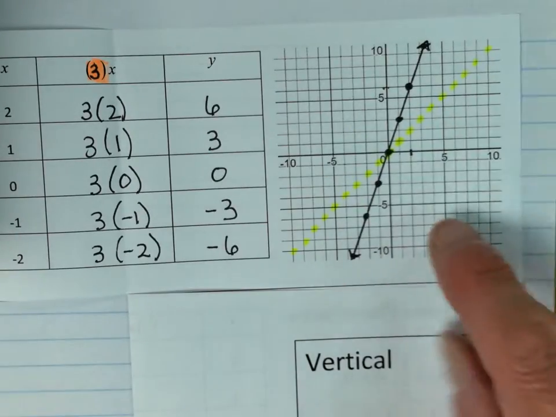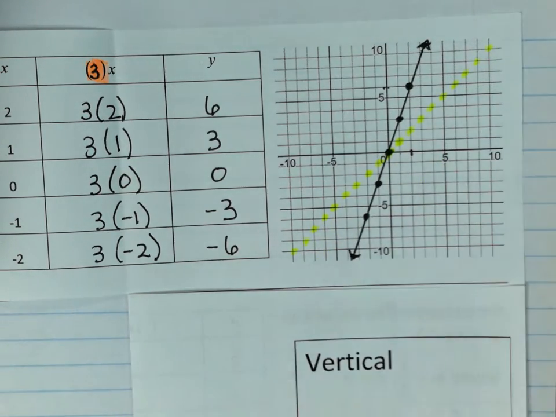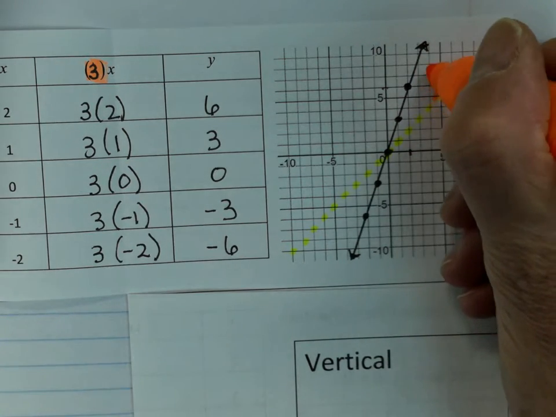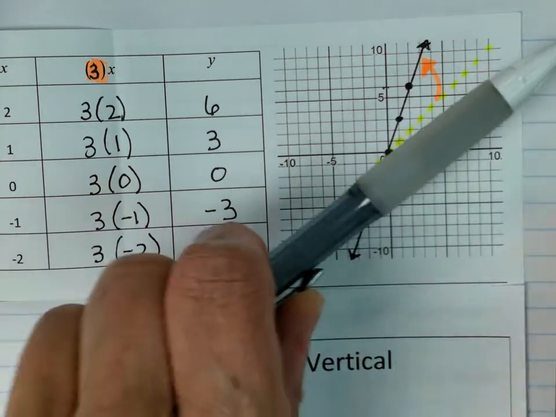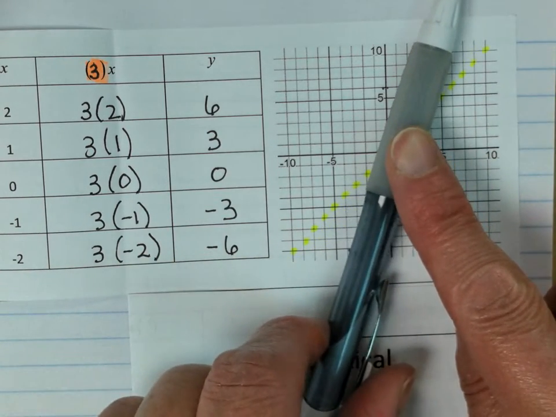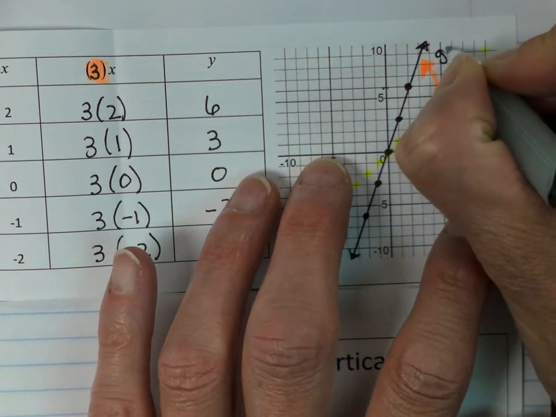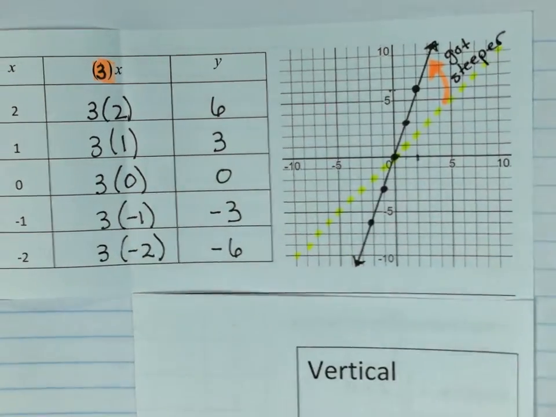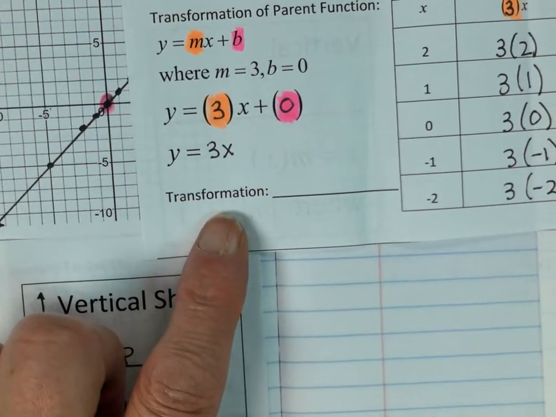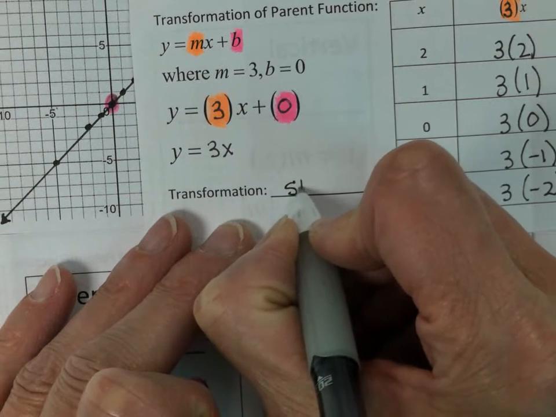Let me zoom in a little bit. So when we compare this new function to the parent function, we can see that the slope got steeper. I'm doing an arrow so that you can think of it as going from this steepness to this steepness. So it got steeper than the parent. So the transformation, we would say it got steeper.